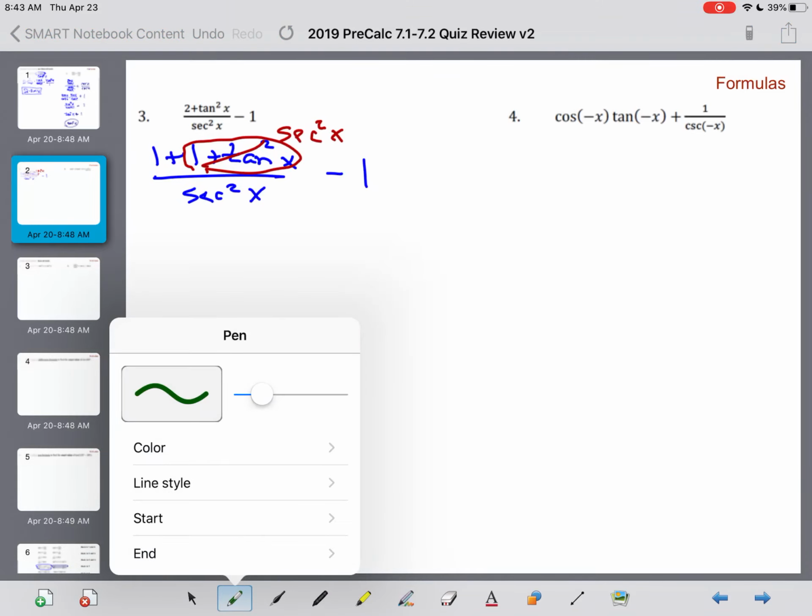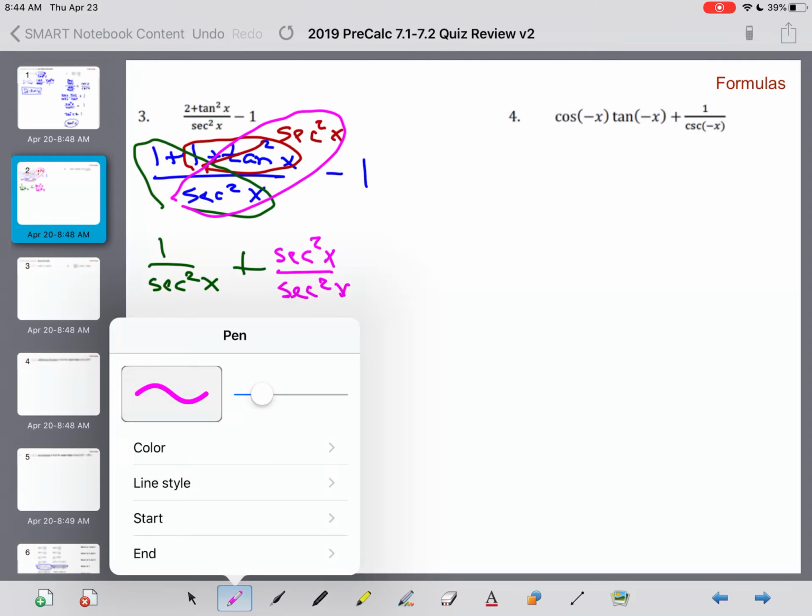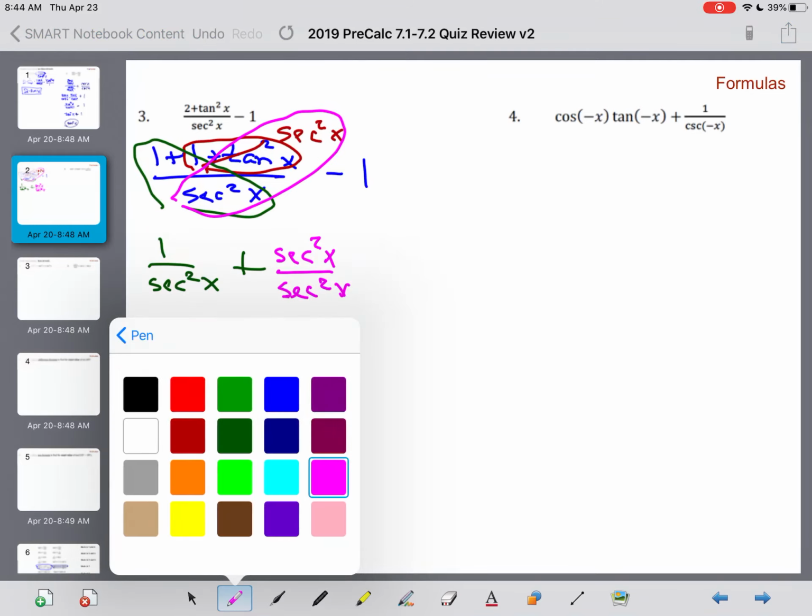So I'm going to have this guy right here, and so that's going to be 1 over secant squared plus secant squared over secant squared. I'm just going to write that down. I knew you could simplify that quicker. And we still have that minus 1 dangling behind.